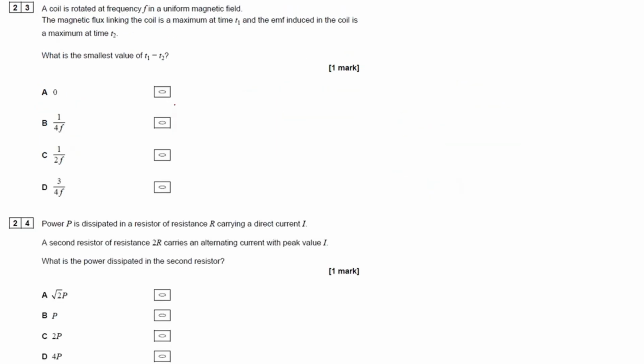Question 23, we have to consider the equations for flux linkage and EMF. This is quite a tricky one. You have to think about these equations mathematically, really thinking about what will cause these to be maximum, because in both cases it's saying the maximum flux, so that's BAN cos omega t, is at time t1, and the EMF is maximum at time t2, and that's written as BAN omega sin omega t. Okay, these are just taken from the formula sheet.